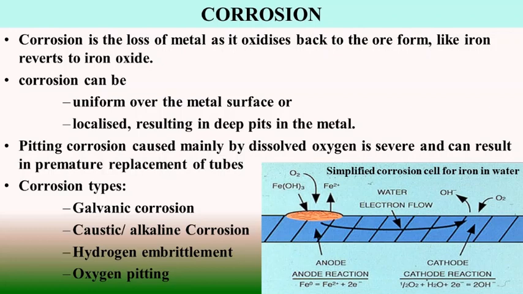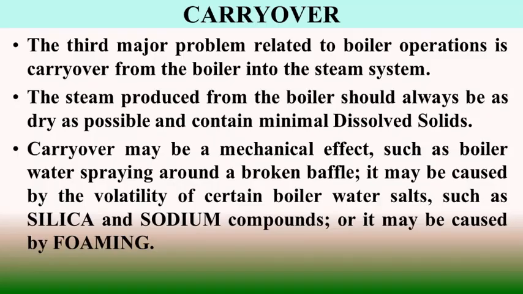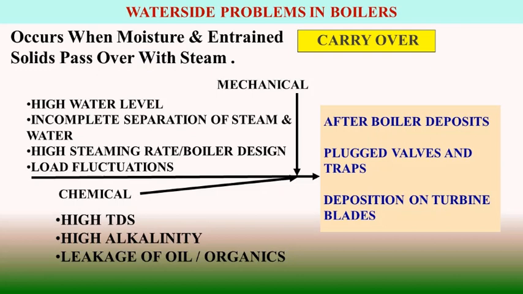The third major problem related to boiler operations is carryover into the superheated steam. The steam from the boiler should always be dry and should have minimal dissolved solids, but carryover may be due to mechanical effect, or may be caused by the volatility of certain dissolved salts like silica and sodium compounds, or it may be caused by foaming in the boiler drum. Boiler water carryover results in poor quality of steam and is caused by two problem areas, which are called foaming and priming.